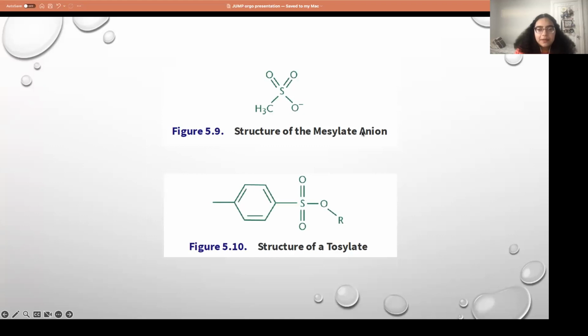Also, talking about mesylates and tosylates, these are pretty important structures as leaving groups in general. It's actually mentioned in the AAMC document to know the structures and how to make them. So I put them in here for that.